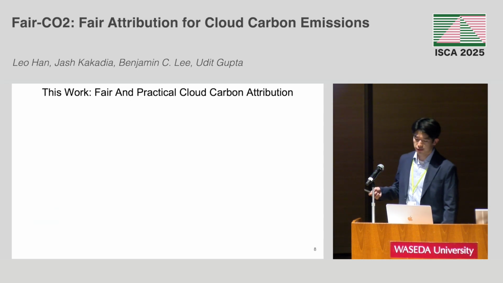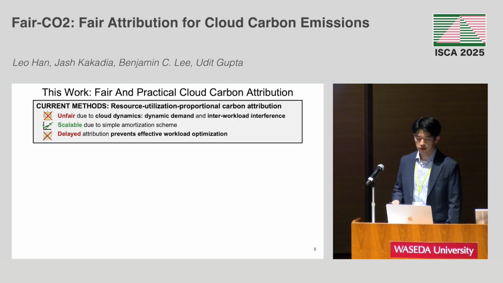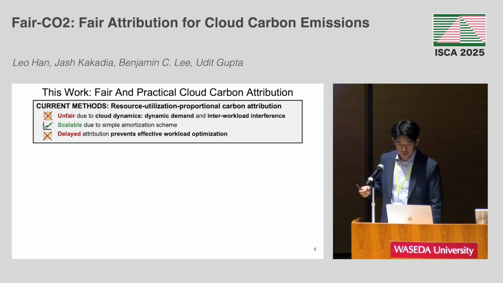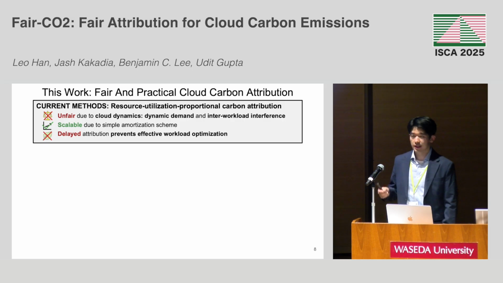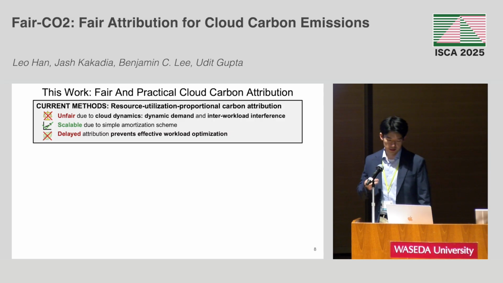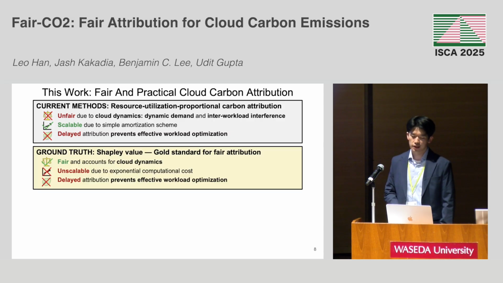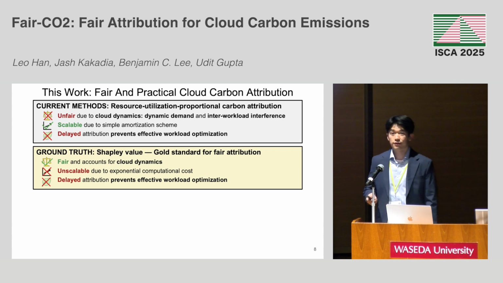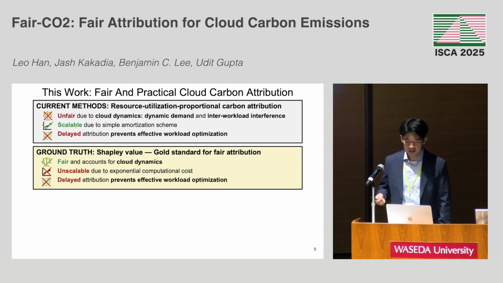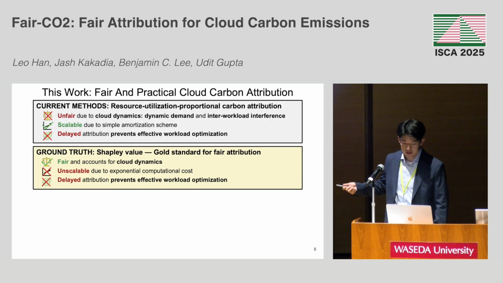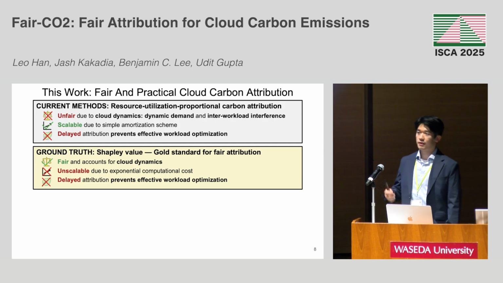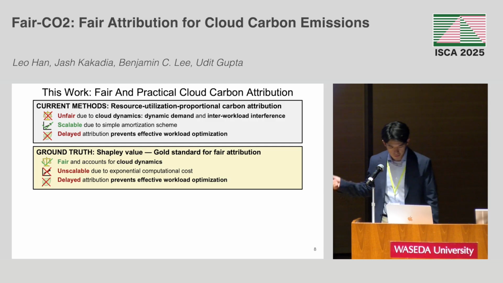With the importance of accurate carbon attribution for cloud workloads in mind, I will next talk about what the current methods are. I'll show, although scalable, they are unfair and provide delayed attribution, which hinders the ability to optimize workloads. I'll then discuss how the Shapley value, the gold standard for solving difficult carbon attribution problems, can be applied to cloud carbon attribution. However, the Shapley value is not scalable due to exponential computational costs. Moreover, it also provides delayed carbon attribution.